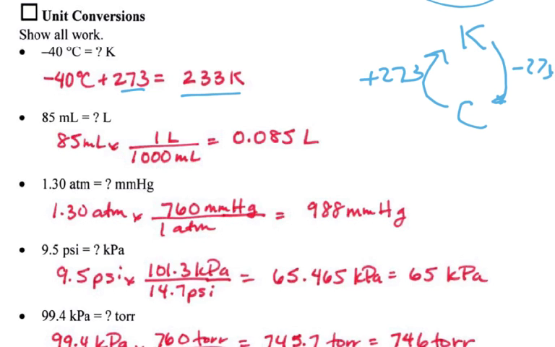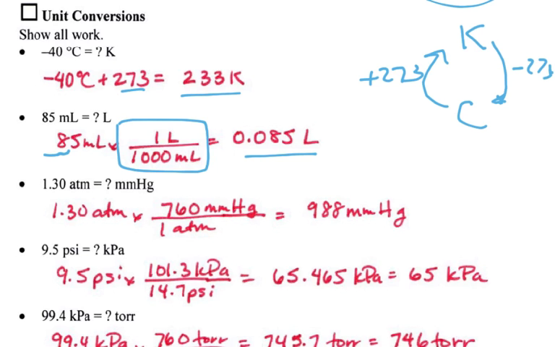Okay, go milliliters to liters. That's just the metric system, and I'm going to use this conversion. I know that there's 1,000 milliliters in a liter. So when I multiply, I get 0.085 liters. If I do this, I can just move the decimal point over 3 places when I'm doing a problem.